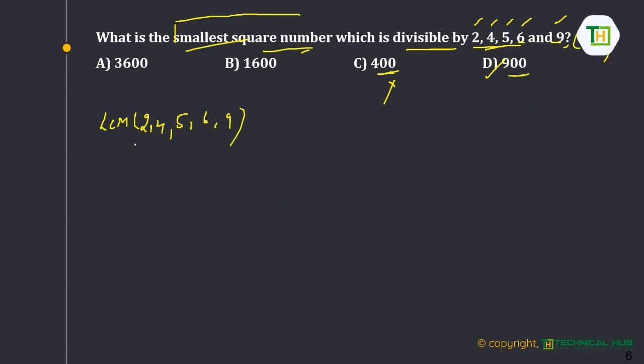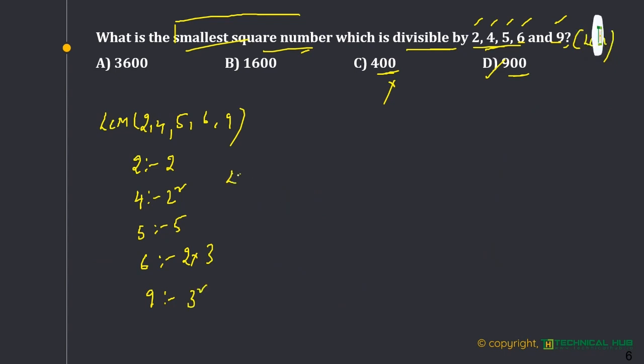2 is a prime number. I'm calculating the LCM of these numbers using the prime factorization method. 4 can be written as 2 square, and 5 is a prime number. 6 can be written as 2 into 3, and 9 can be written as 3 square. Then what is the LCM? Take all prime numbers with the highest power. For 2, what is the highest power here? 2 square is the highest power. Next, for 3, 3 square is the highest power.